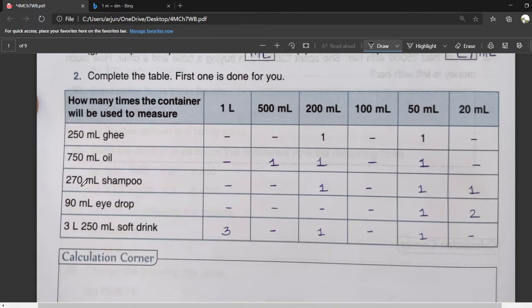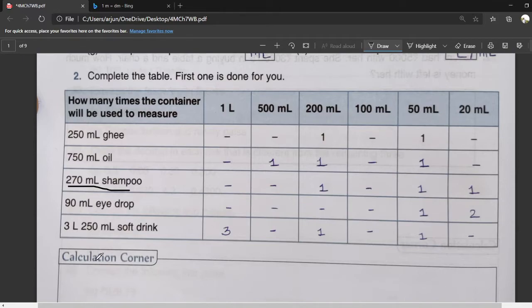The next is 270 ml shampoo. One of the possible answers I have written here: one 200 ml container, then one 50 ml container, and then 20 ml. Similarly, for 90 ml eye drops, one 50 ml container and two 20 ml containers. 2 times 20 is 40, 40 plus 50 is equal to 90.